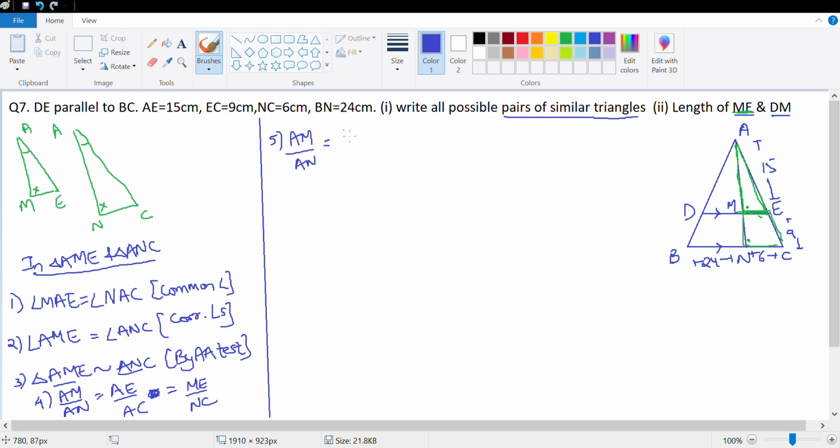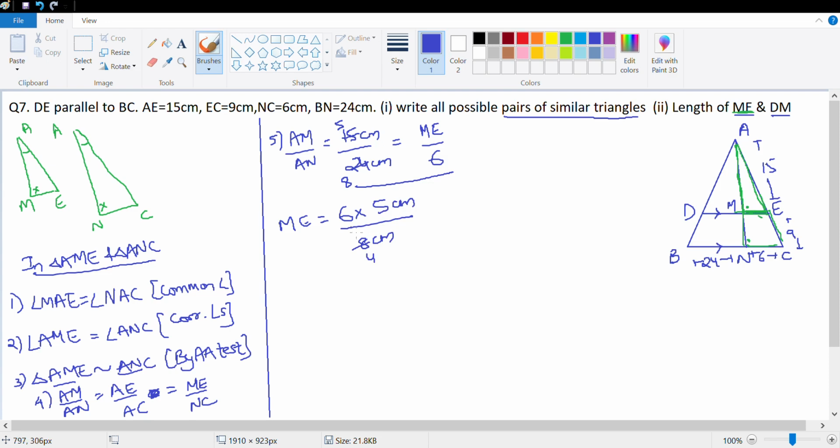AE, which is 15 centimeter. AC is equal to AE plus EC, which is 15 plus 9, 24 centimeter, is equal to ME, which is what we need to calculate, upon NC, which is 6. Perfect. So let's take these two, which means this is 3 into 5. This is 3 into 8. So the ratio is 5:8, which means ME would be equal to 6 into 5 centimeter upon 8 centimeter.